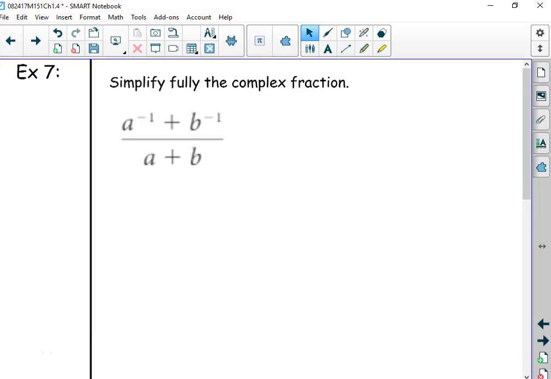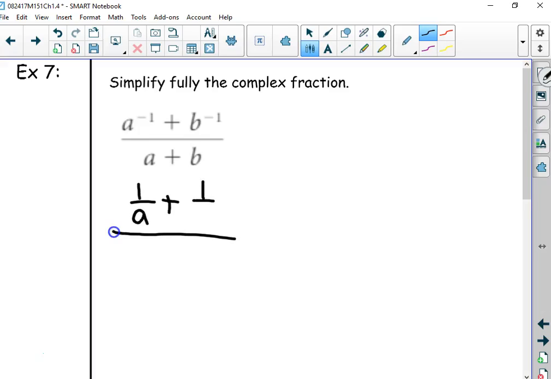On to example 7. It would be really helpful on example 7. The only reason I'm showing you this example is because it's simpler than the last problem we did. Once we do this step, instead of a to the minus 1 in the numerator, I'm going to write 1 over a, just using that property of negative exponents, plus 1 over b. We have a plus b in the denominator.